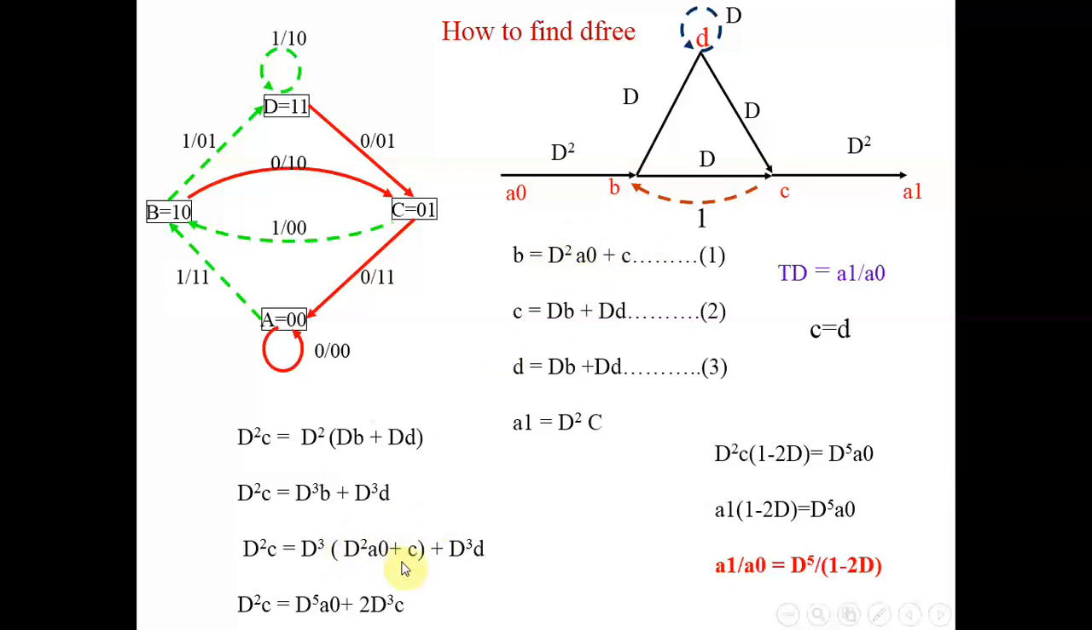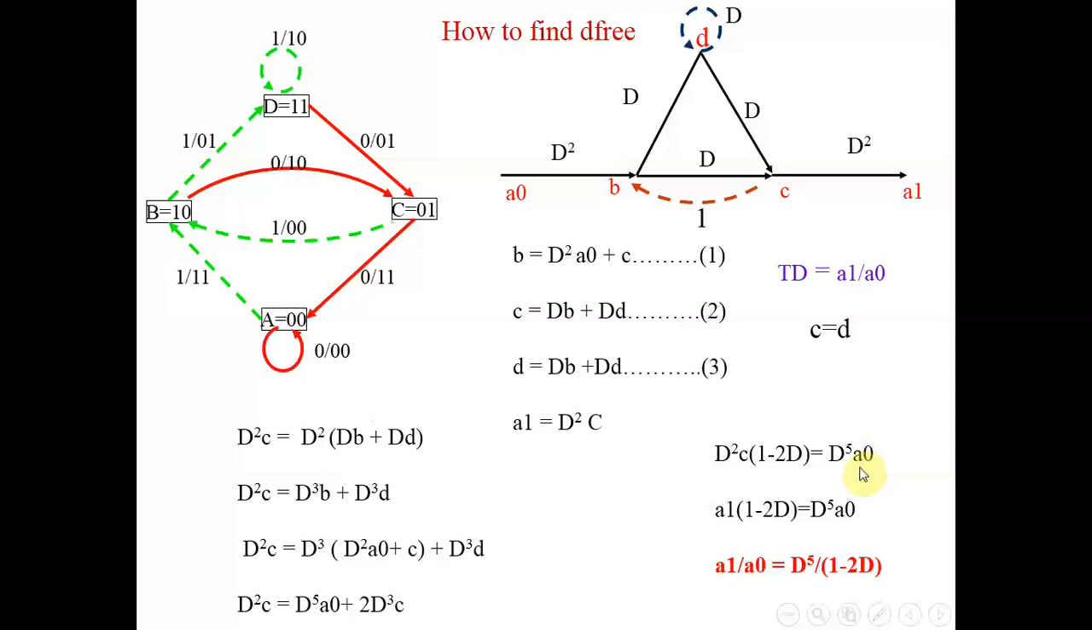So d square a0 plus c plus d cube d, right, which is d raised to 5 a0 plus d cube c plus d cube d. But from this we know c is equal to d. So d cube c plus d cube d, I can write 2 d cube c because c is same as d. Right? Now if I bring this d cube c on the left hand side, I get d square c into 1 minus 2d. It is d square c minus 2 d cube c, which is this equation, is equal to d raised to 5 a0.